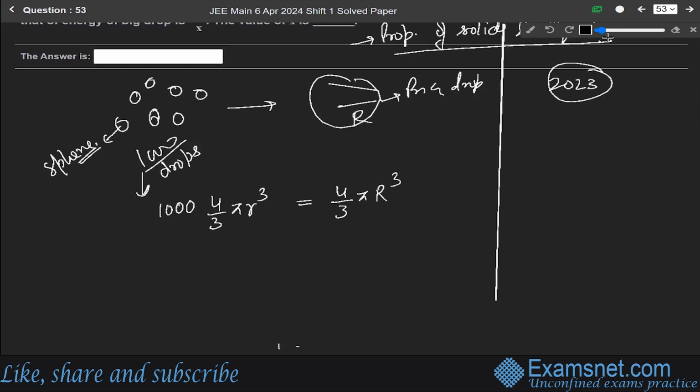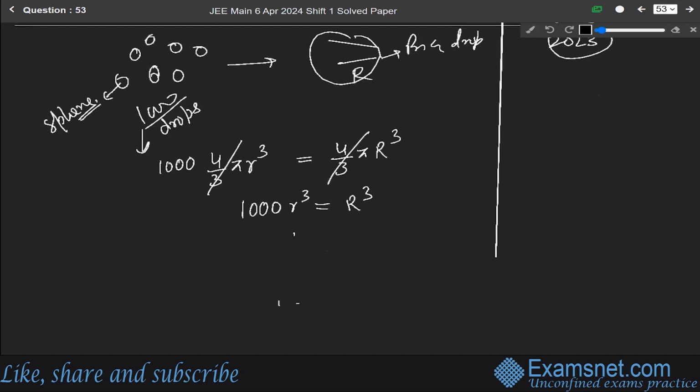Solving it, 4 by 3 pi cancels on both sides. So 1000 r cube equals capital R cube. From here we can write 10 r equals capital R. So capital R is equal to 10 r. Let us say this is equation number 1.